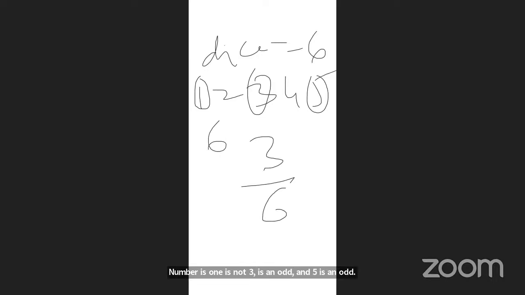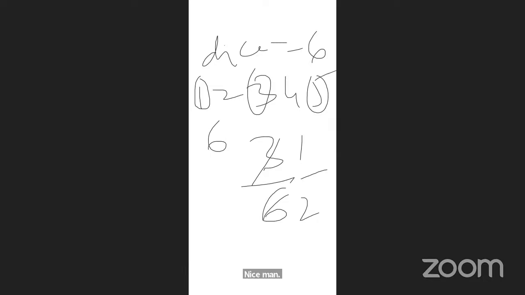Now, an odd number appears. Odd numbers are 1, 3, and 5. That means you have 3 sides divided by the total outcomes, which is 6. That is 1 by 2. The probability that an odd number appears in a single toss of a dice is equal to 1 by 2. Followed? Have you followed? Yes, ma'am.